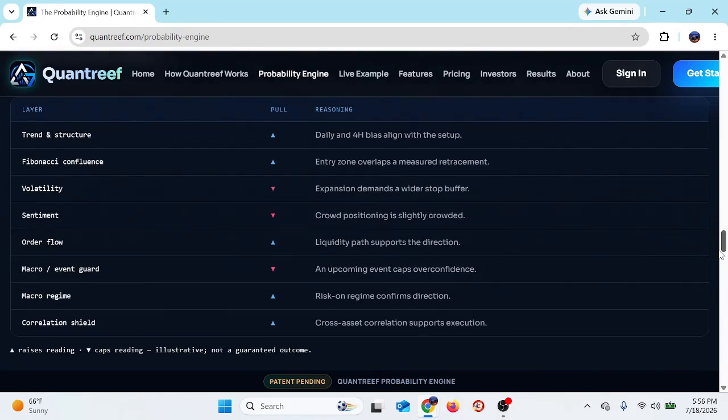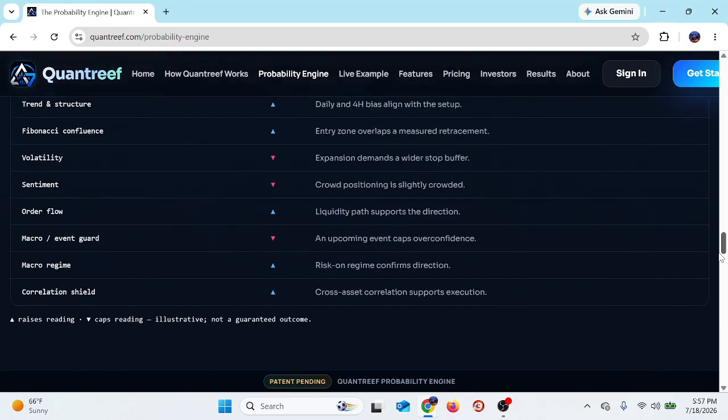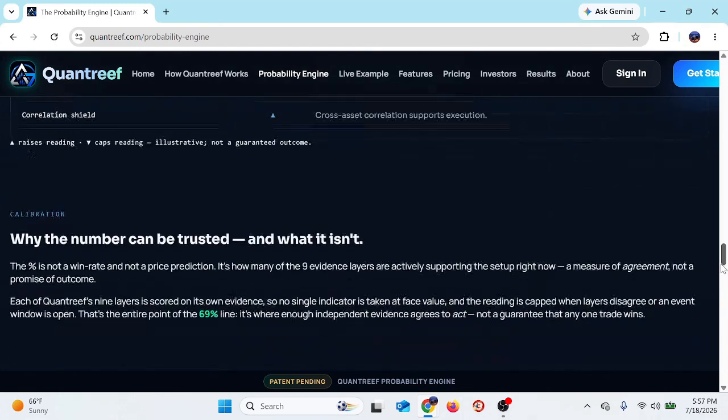Remember, probability is not certainty. A setup with higher probability can still lose, just as a lower probability setup can still win. The difference is that over time, consistently choosing stronger evidence-based trades can help improve the quality of your trading decisions.